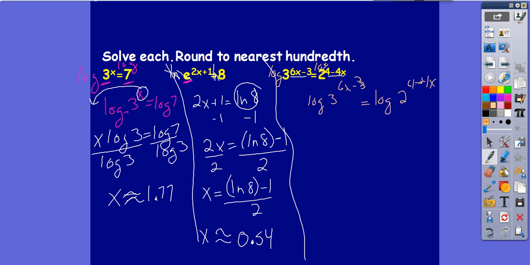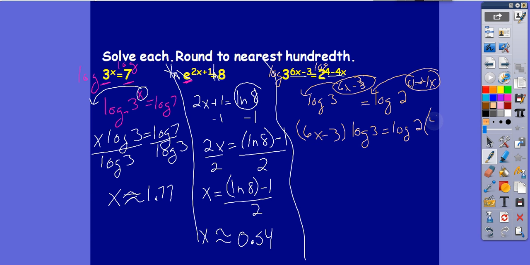Now remember, your exponent is going to come out front. I get 6x minus 3 times the log of 3 equals the log of 2 times 4 minus 4x. I could have put it out front, but I want to go ahead and put it behind.